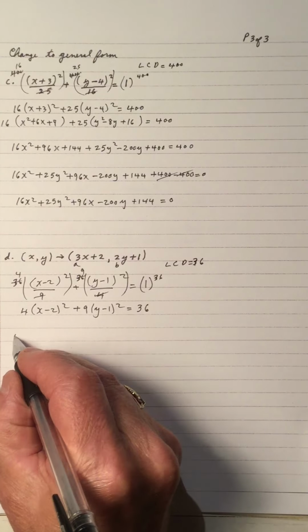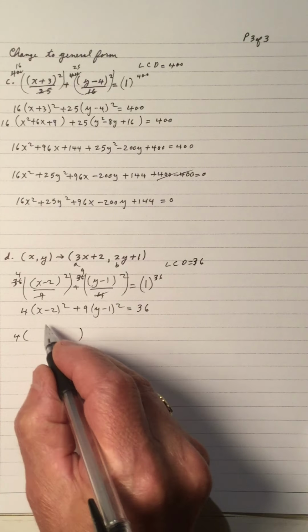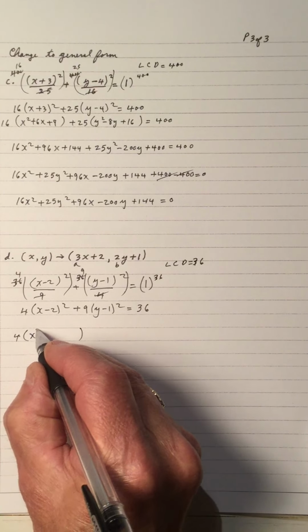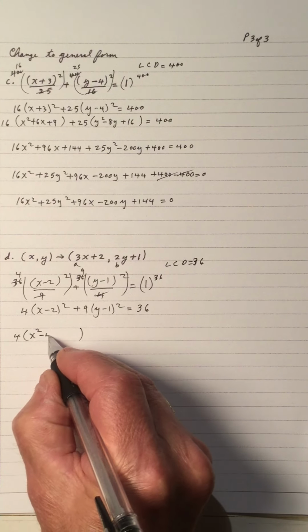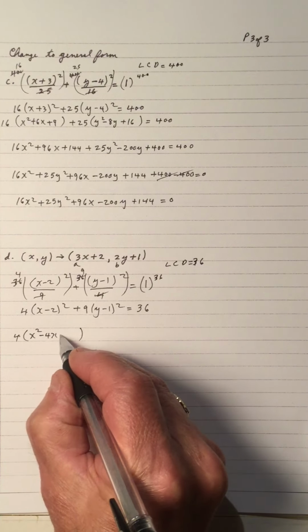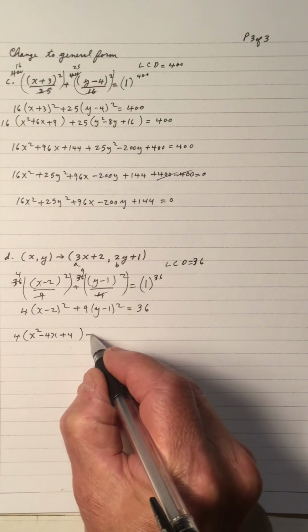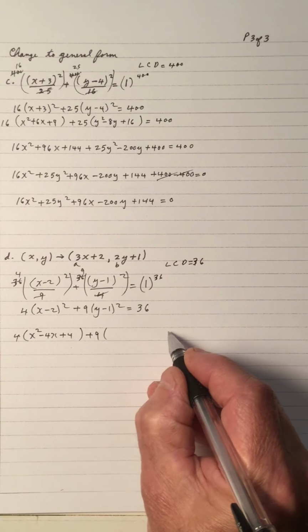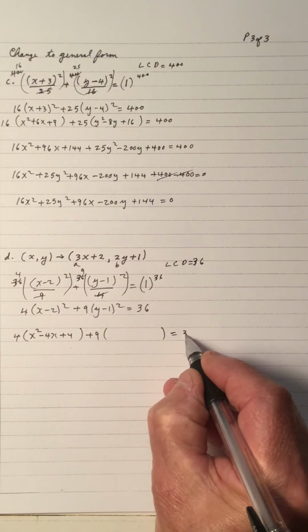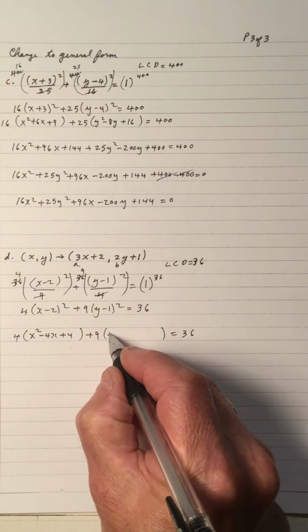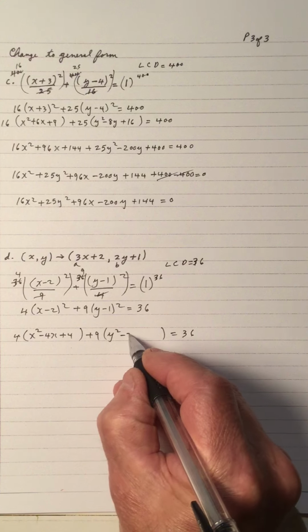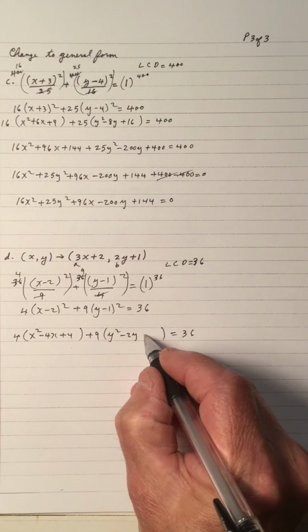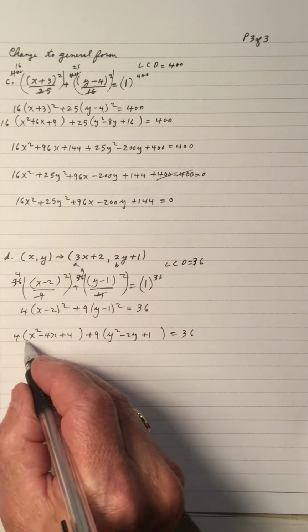So we'll square first. x times x is x squared. The product is negative 2x doubled, negative 4x. And negative 2 squared is 4. Plus 9. We'll square y minus 1. y times y is y squared. The product is negative y doubled, negative 2y. Negative 1 squared is plus 1.